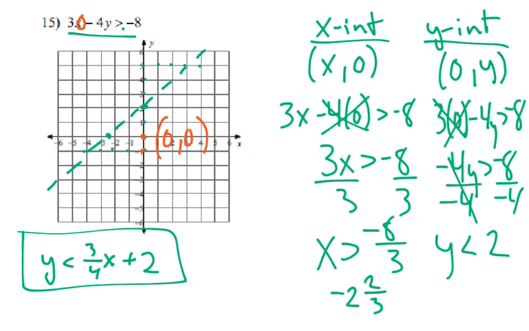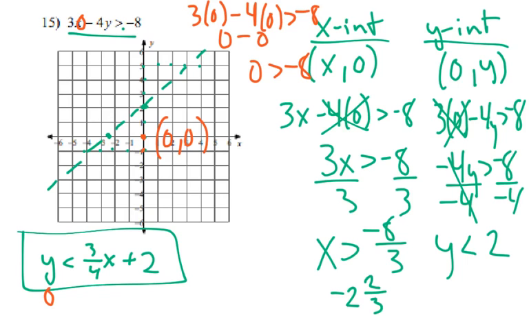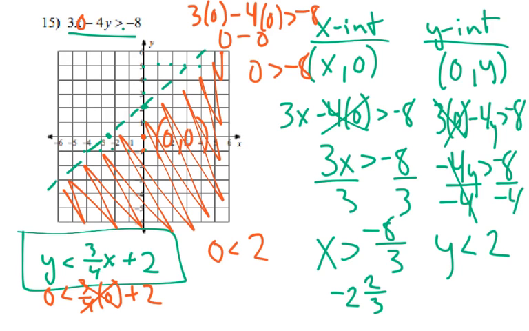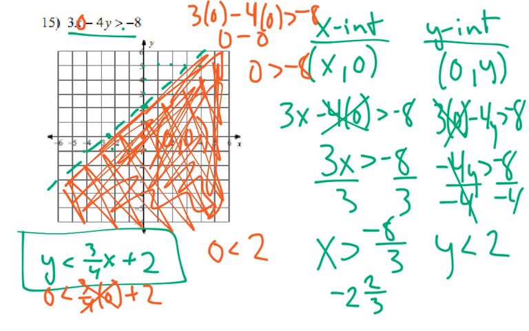Plug 0 in for x, so 3 times 0 minus 4 times 0 for y. So 0 minus 0, is 0 greater than -8? Yes. If you use this format, plug in your 0, 0, that becomes 0. Is 0 less than 2? Yes. So 0, 0 works. And so that's the side we shade. Right there. Okay?